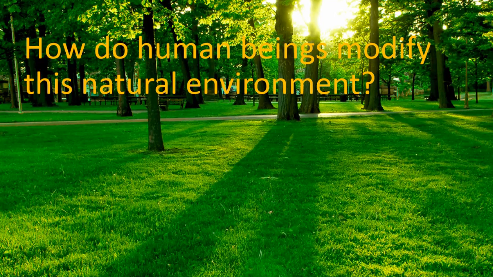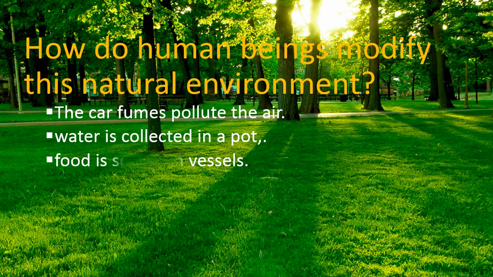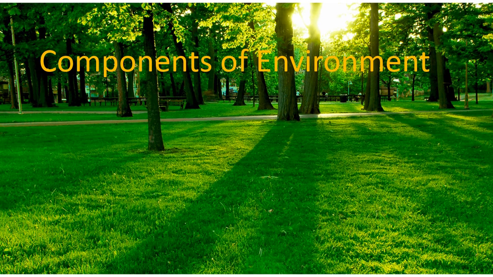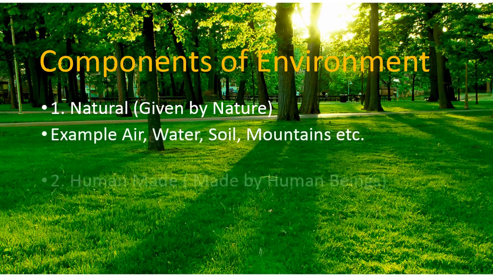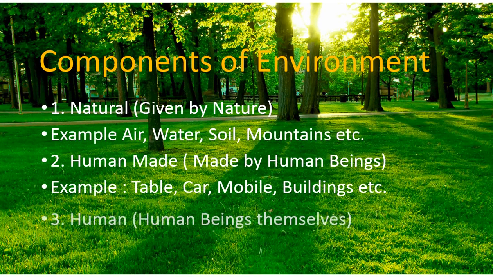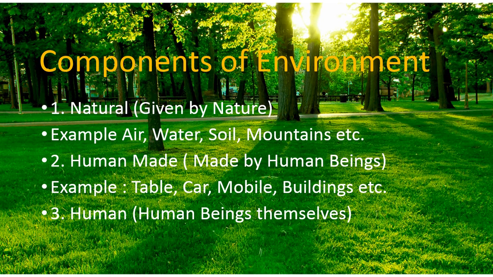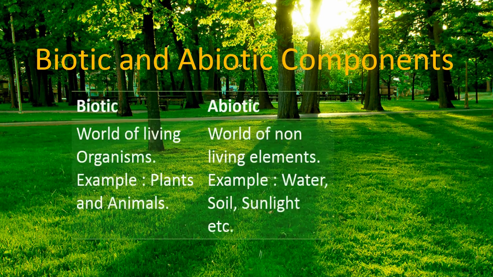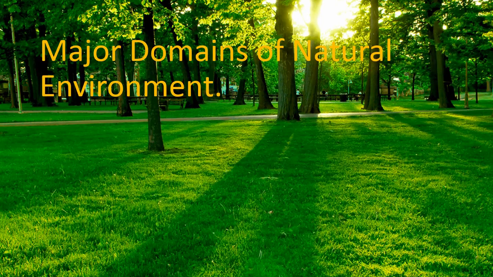Then we discussed how human beings modify the environment, and we also discussed different examples of how human beings modify the environment. Then we discussed the components of the environment, like the natural, the human-made and the human component. We have already discussed this in detail in part 1. Then we discussed the biotic and the abiotic components, and then we discussed the major domains. We discussed only the names of the major domains, but in this chapter we will discuss the major domains of the natural environment in more detail.